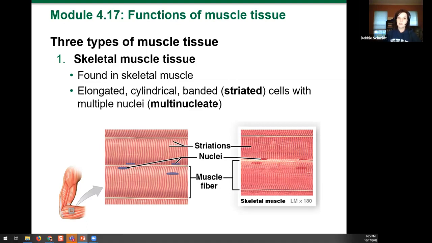When we get to the muscular system, we'll talk about what those stripes are for and what they do for you. Okay, so striated is a big visual for you. Multiple nuclei, another big tip for you that it's muscle tissue. And if we tell you it's voluntary, that's a big tip that it is skeletal muscle.